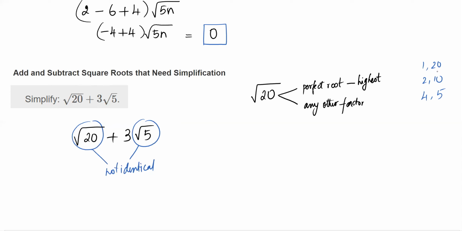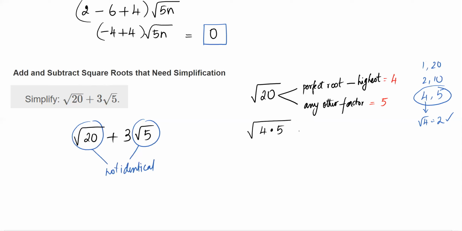Now, among these, look for the pair that has a perfect root. Well, this is the pair that has a perfect root because square root of 4 is 2, right? That's a perfect root. So we're going to choose this pair. Okay. That's how we make the decision. If you had multiple options with perfect roots, then you're going to choose the one with the highest, right? All right, so this would be 4, and this other factor would be 5. So then I'm rewriting this 20 as 4 times 5.